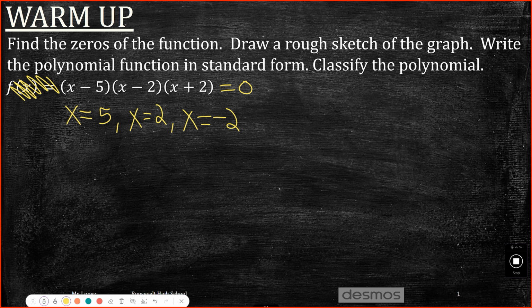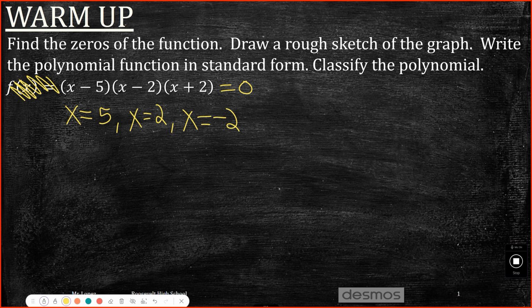So we found the zeros of the function. We're going to draw a rough sketch of the graph. What's the degree of this function? Anybody, what's the degree of the function? 3. It's a third degree polynomial. Why? Because it's a single root, single root, single root. So the power of this is 1, 1, 1, and so power of 3.